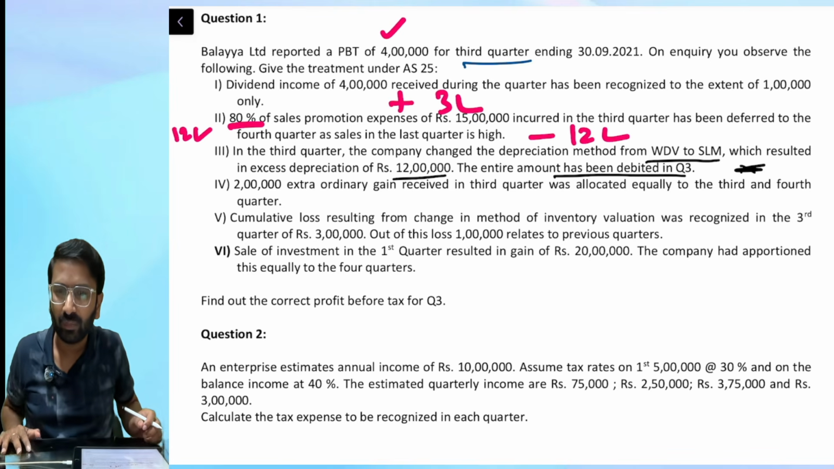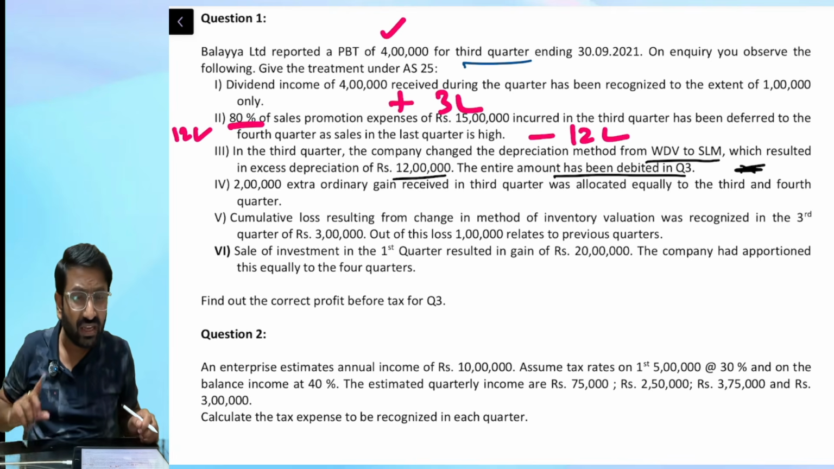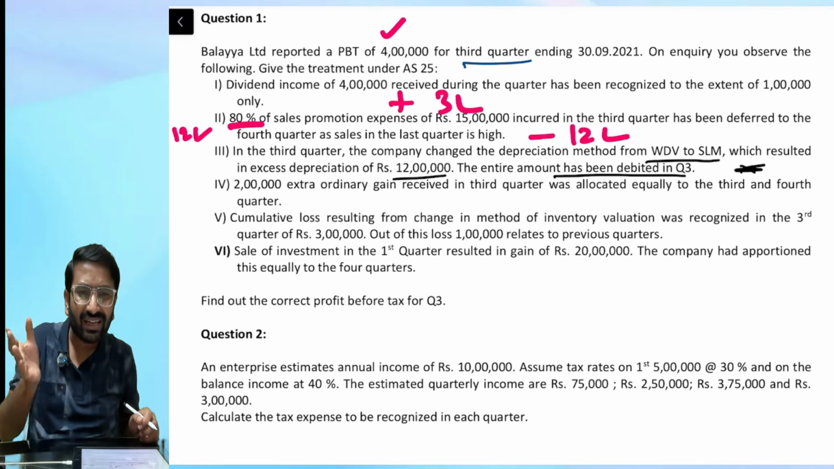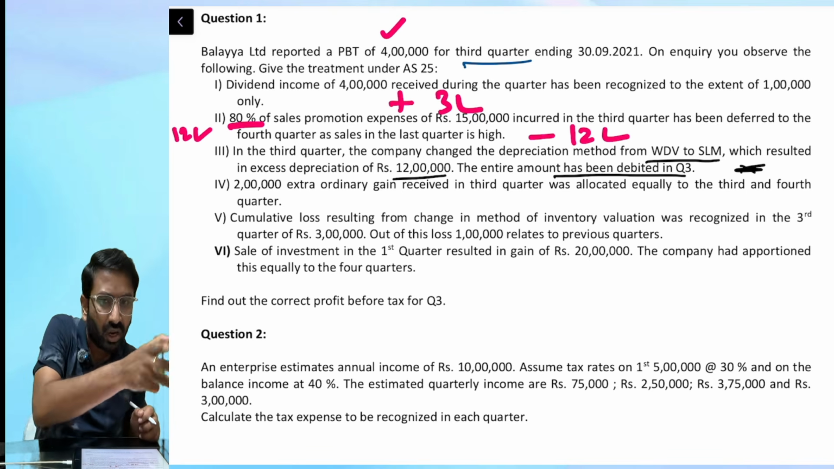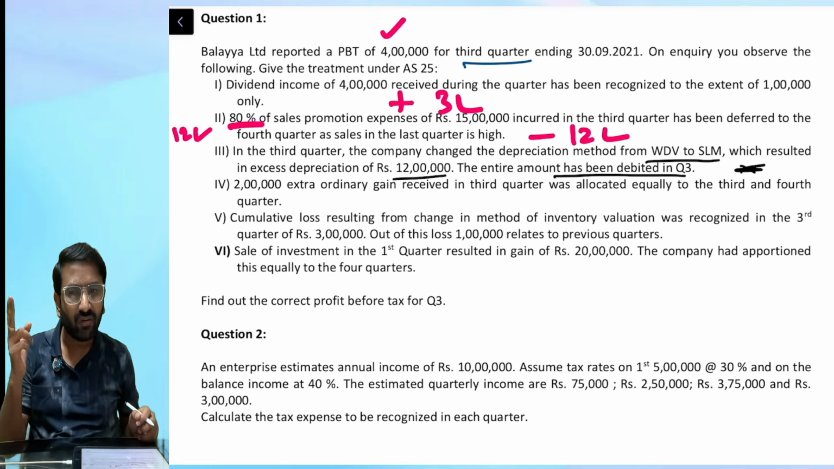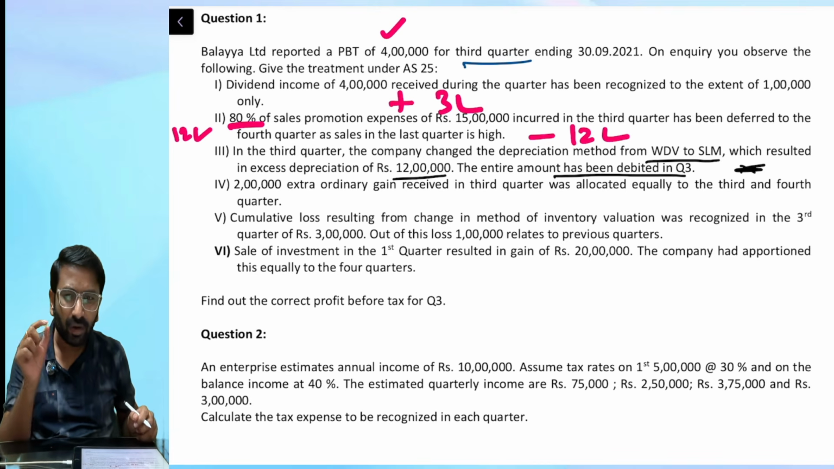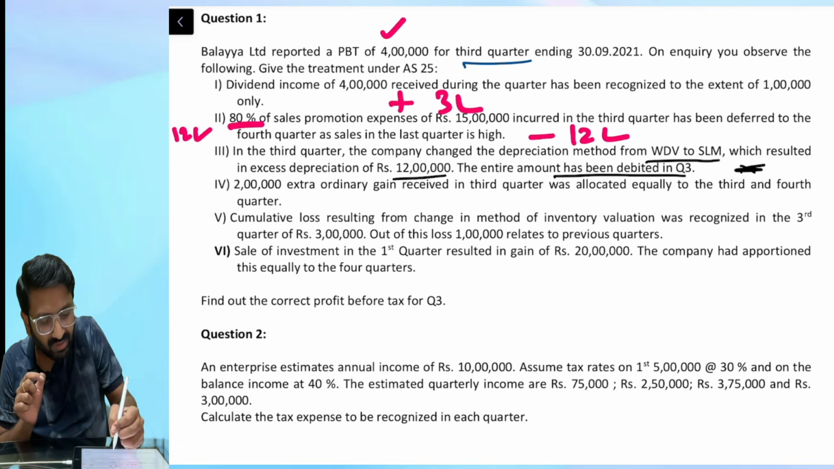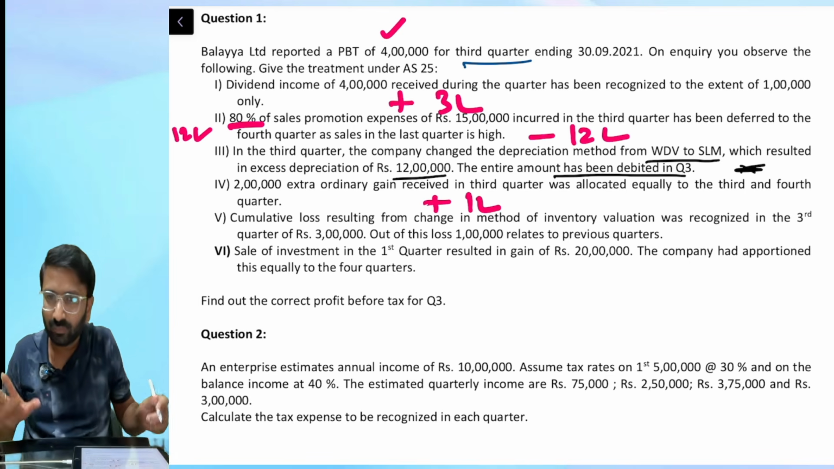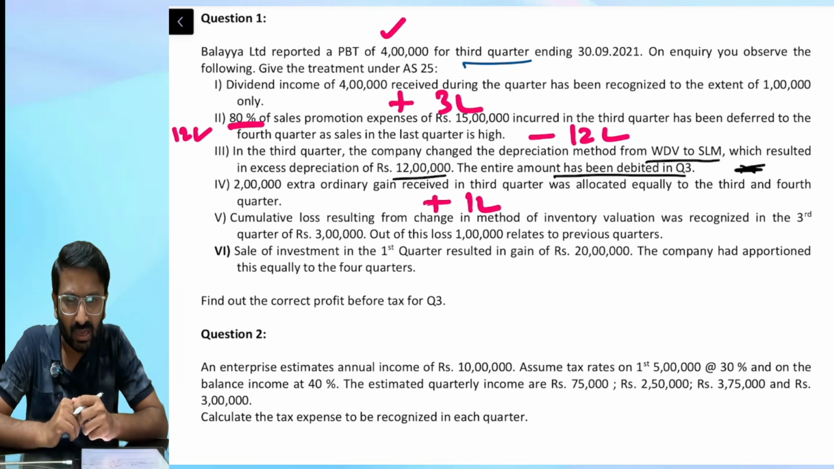Next, point number 4. 2 lakh rupees extraordinary gain received in the third quarter was allocated equally to the third quarter and fourth quarter. See, we got a gain of 2 lakh, but you are recognizing only 1 lakh. Because of that, the profit would have come down. So what should I do now? I will add back 1 lakh.